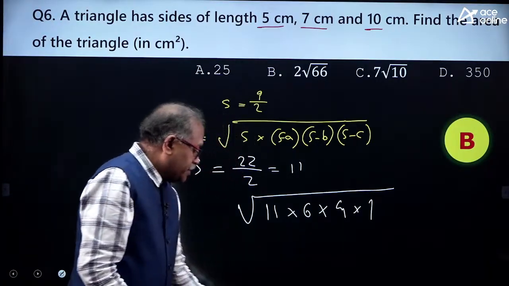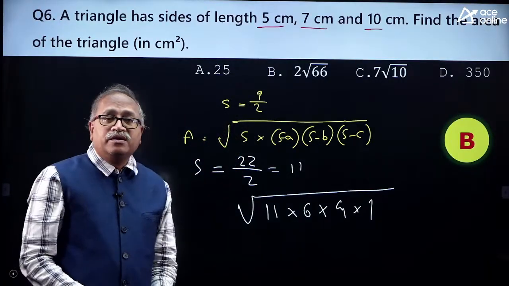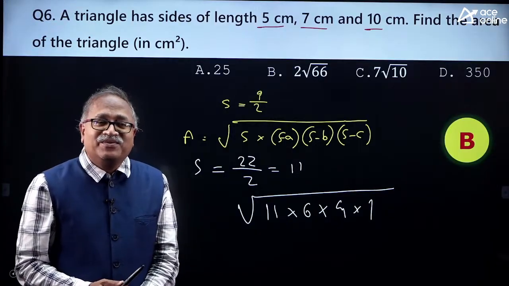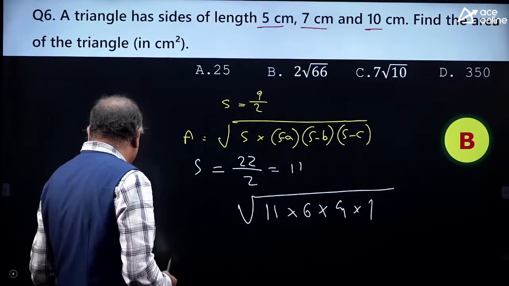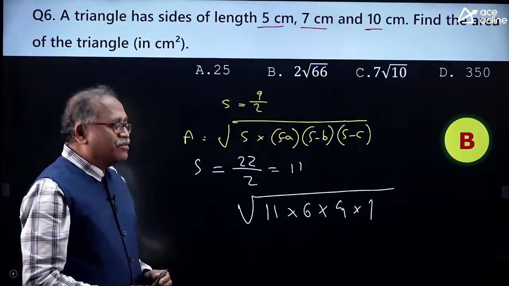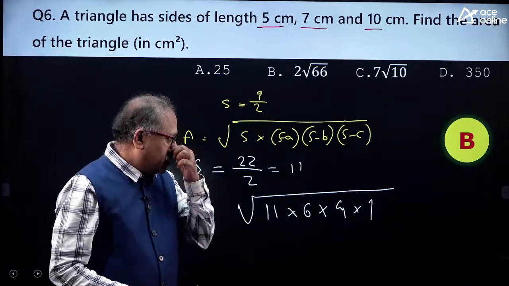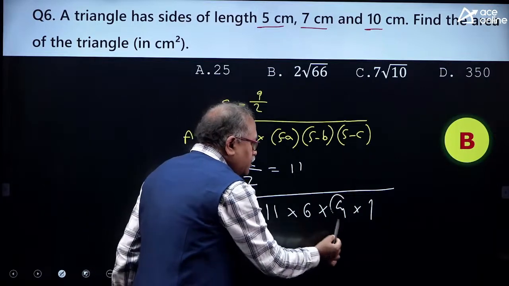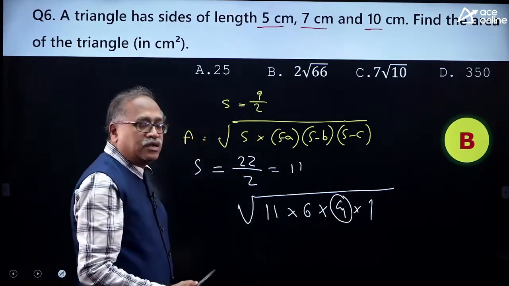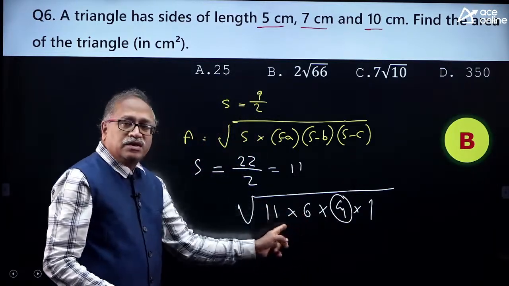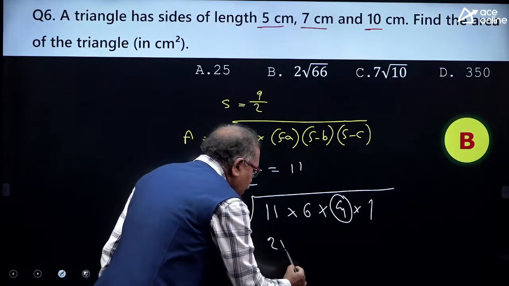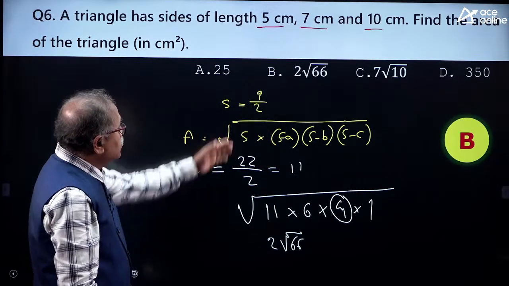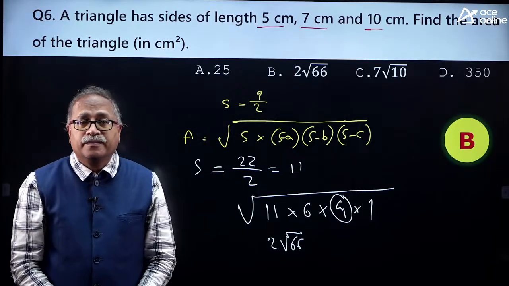I know if everyone were as hard working as Aman, then it would be very difficult for people like Aman to qualify. But I know everyone does not work with that commitment. So anyhow, leave that part. Here 4 I can take outside, that becomes 2, and the inside is 66. So your answer is 2 root 66, and that is option choice B.